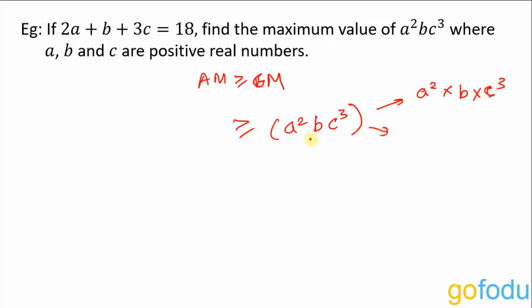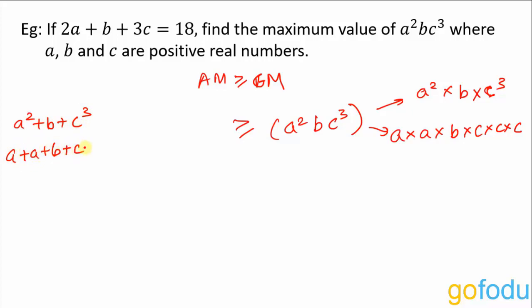Or am I considering these as 6 quantities? Is it A into B into C into C into C? Now which way I am going will totally depend on what I have for the left hand side. So do I have A square plus B square plus C cube given to me, or do I have A plus B plus C plus C plus C given to me? Yes, the second information is given to me. I have 2A plus B plus 3C as 18.